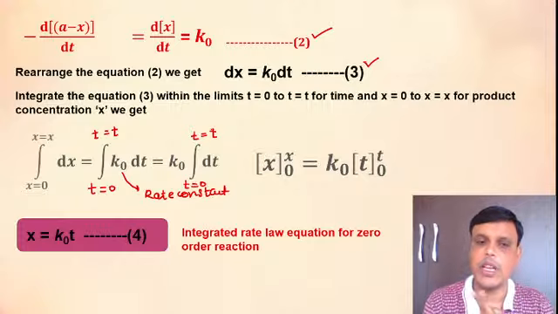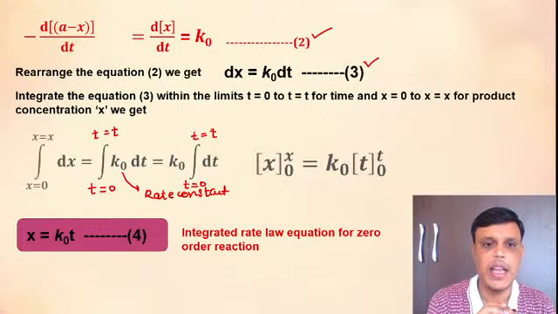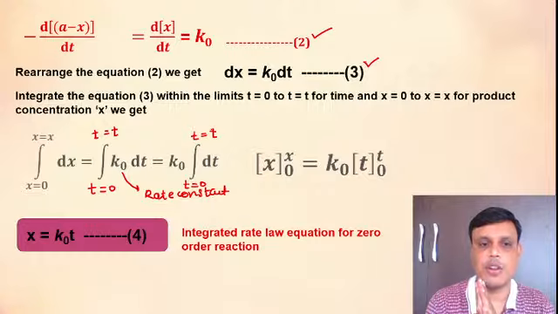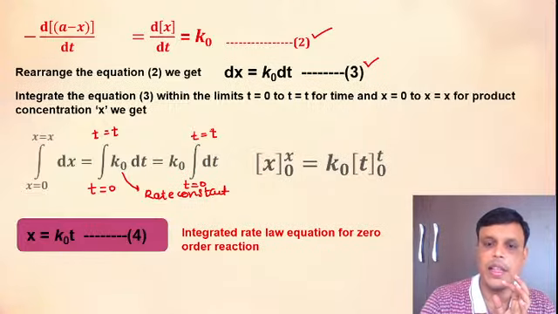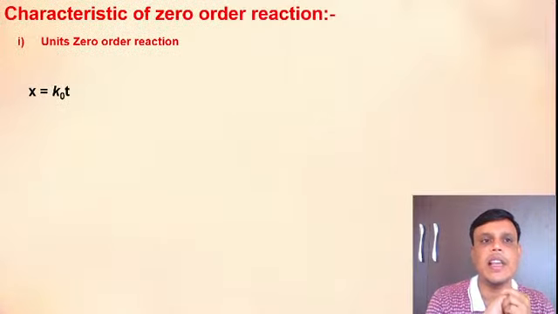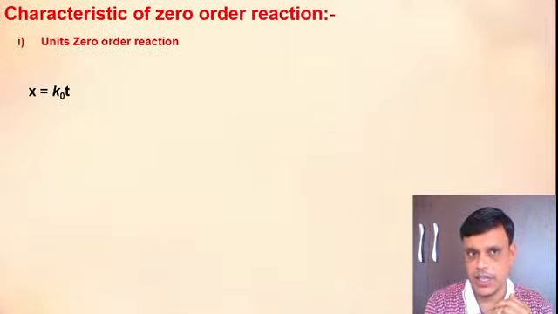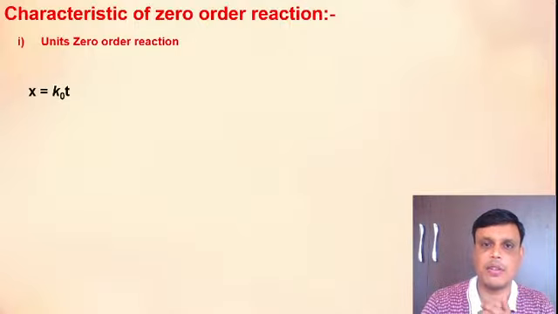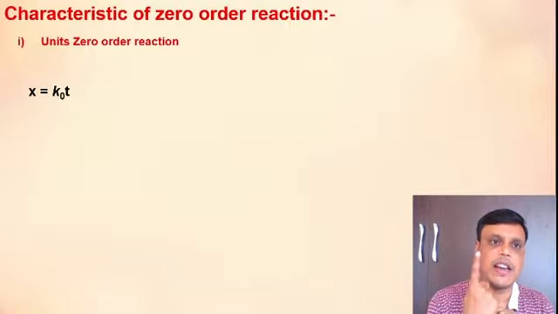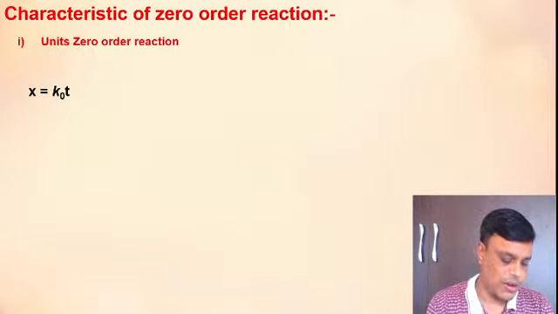Please remember this. Zero order reactions are very simple, first and second order reactions are a little more complicated, okay. So we have obtained the integrated rate law equation for zero order reactions, x is equal to K0 t. Then we will see the characteristics of zero order reactions, and the first characteristic is the units of the zero order reaction.